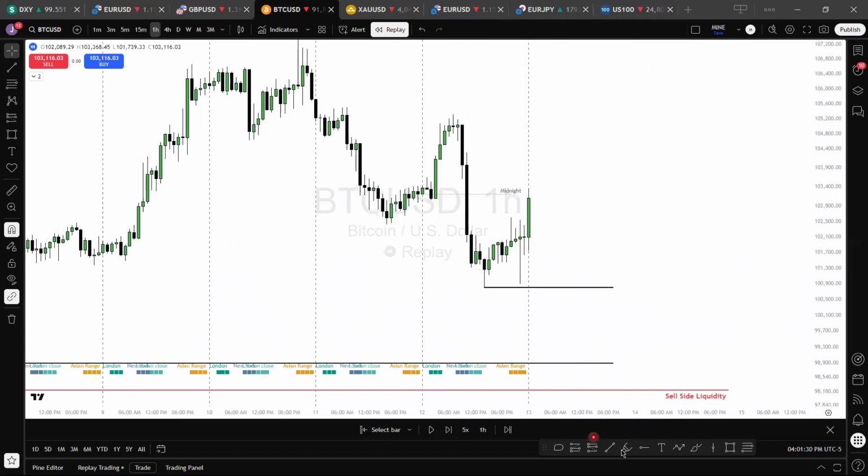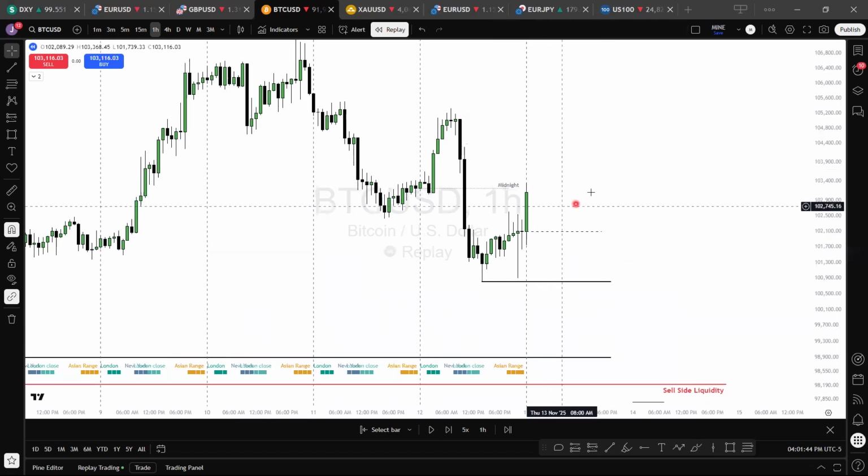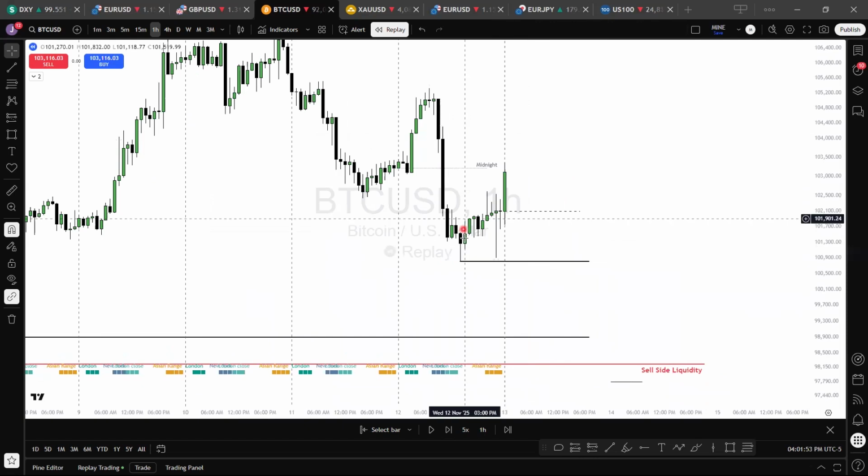Good. So we are going to identify our daily open. So here's our daily open. Want to be selling above daily open and buying below daily open. So because we want to sell this day, we want to sell above the market daily open. The price created a range. We have the range high and the range low.